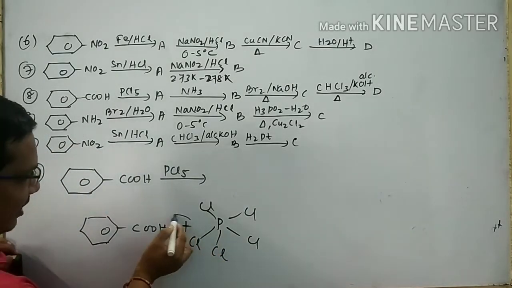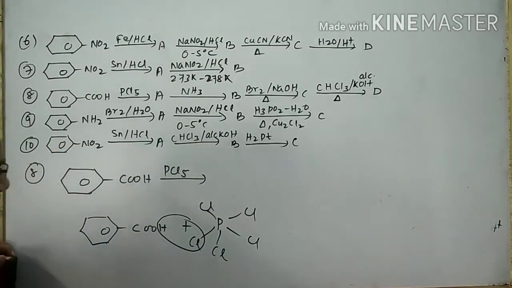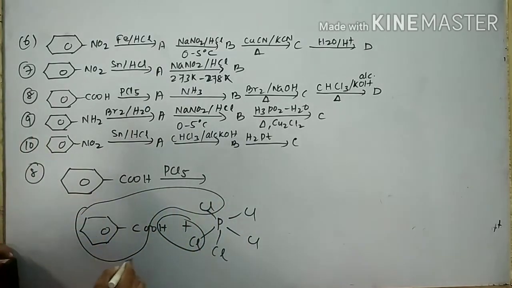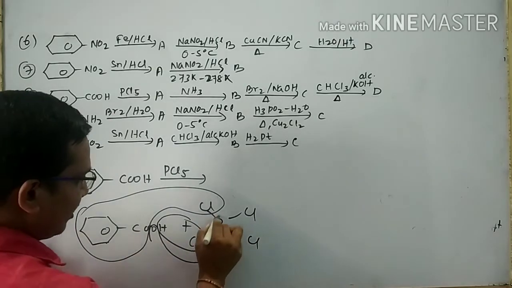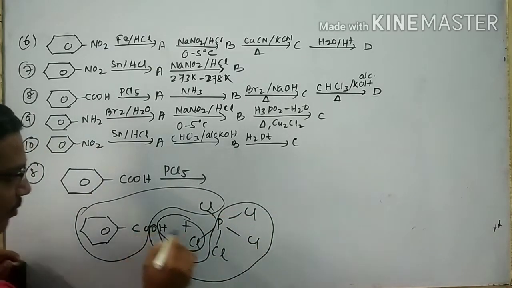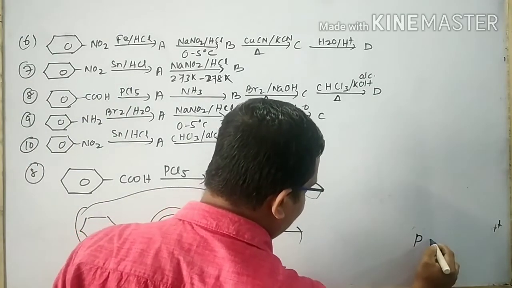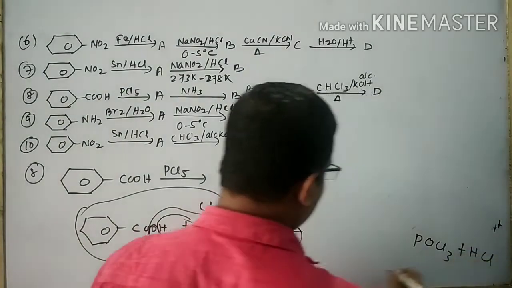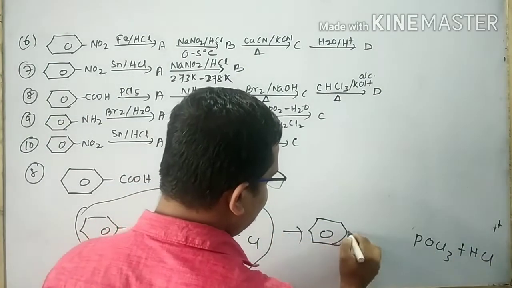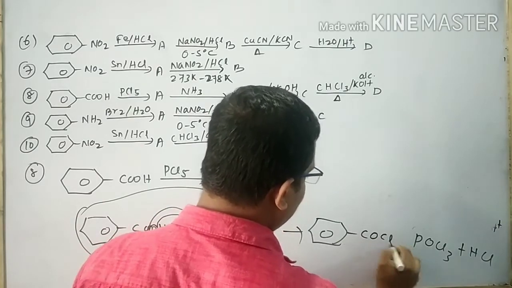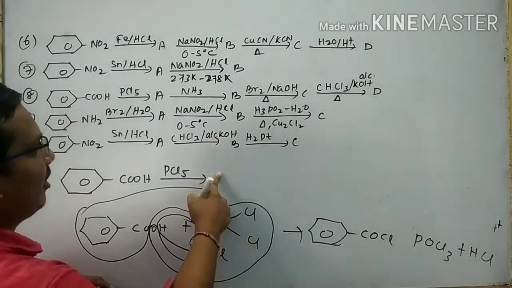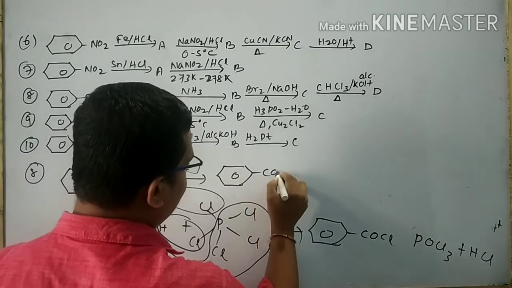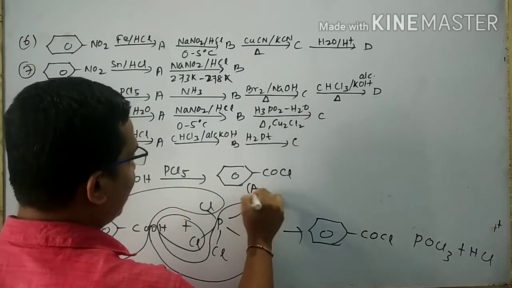One HCl molecule is removed like this, and this part will form the acid chloride, and the remaining oxygen will attach with the P and 3 chlorine atoms to form the byproduct, that is your POCl3, and another byproduct is your HCl, and the main product is your C6H5COCl. So we can write here A is your C6H5COCl, that is considered as A.